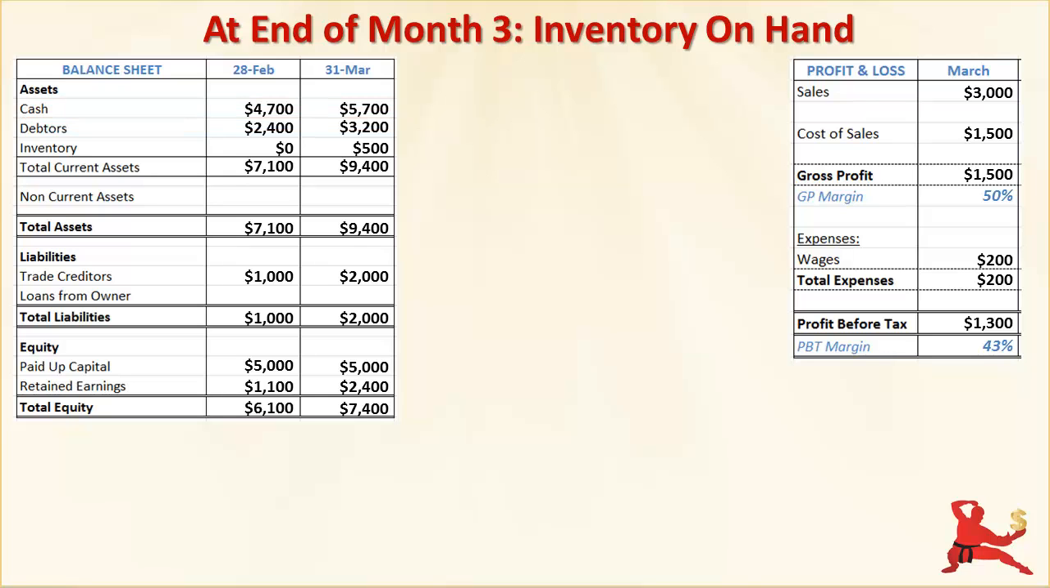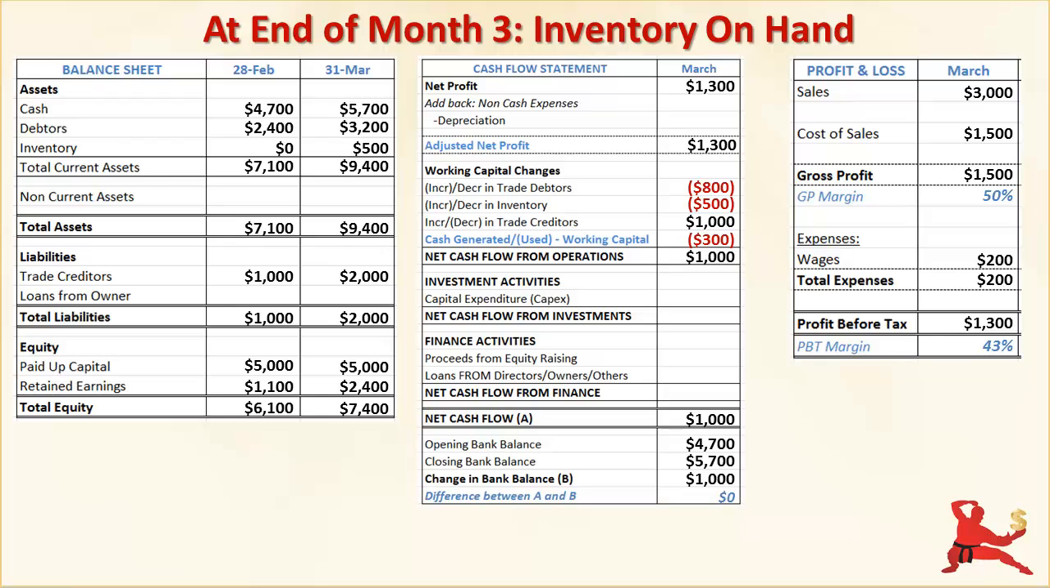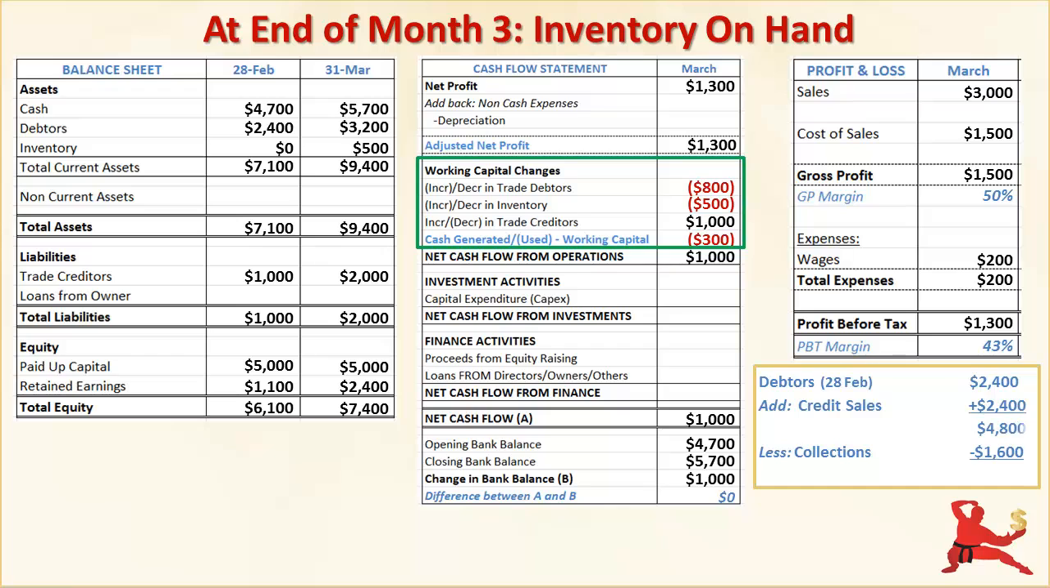Let's look at your cash flow statement. The working capital requirements of your business chewed up a net $300 of your cash flow from operations. $500 was used up because you now have inventory that you bought but haven't sold. Although you collected $1,600 in cash from your debtors, you also had credit sales of $2,400. So the net result is that you had an additional $800 being tied up in debtors this month. That's 800 more sales dollars that haven't turned into cash yet.